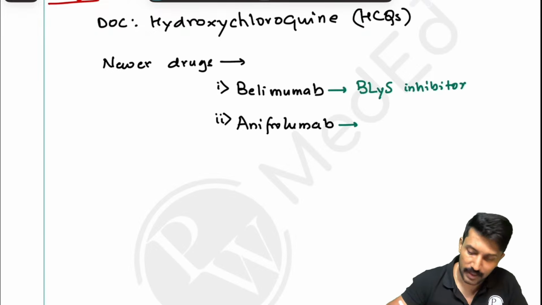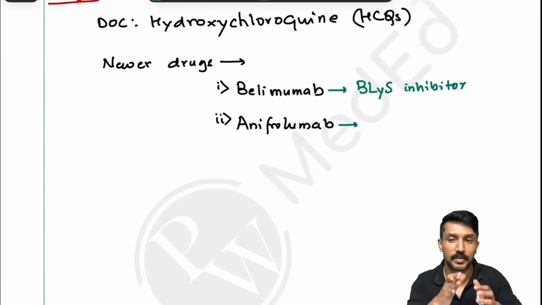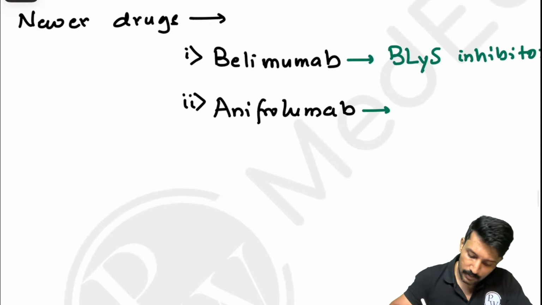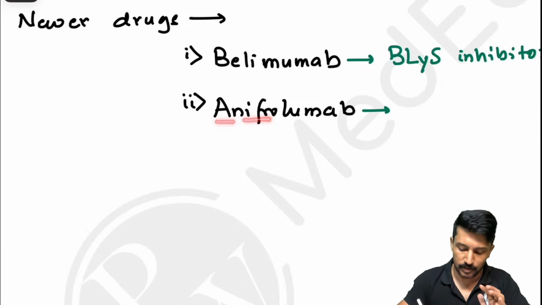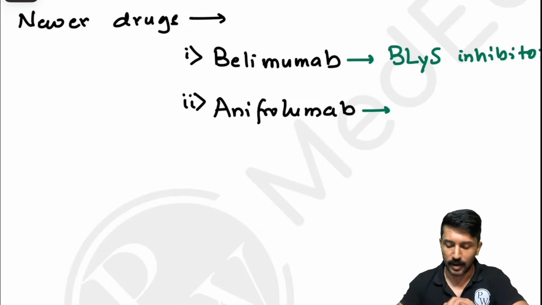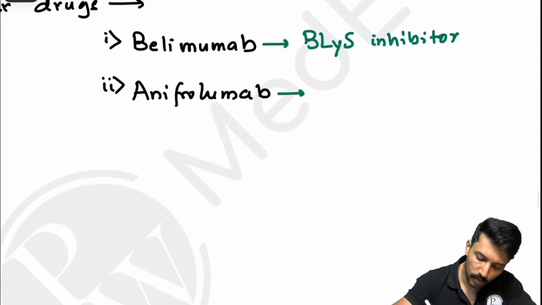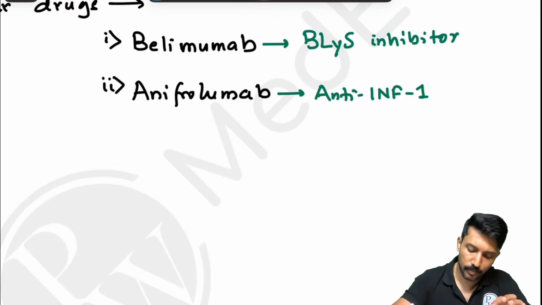Anifrolumab holds it in the name. What is the principal cytokine? Interferon 1. So can I block it? Yes. Anifrolumab is a drug that blocks interferon 1. The name says anti-interferon monoclonal antibody. It's an interferon 1 antagonist. So it is a monoclonal antibody against interferon 1. This is an anti-interferon 1 monoclonal antibody. This is a potential MCQ.